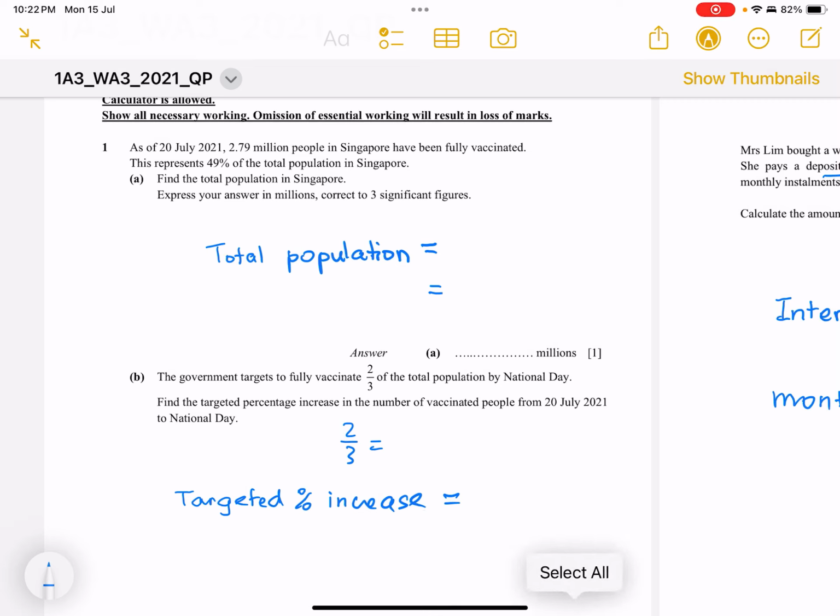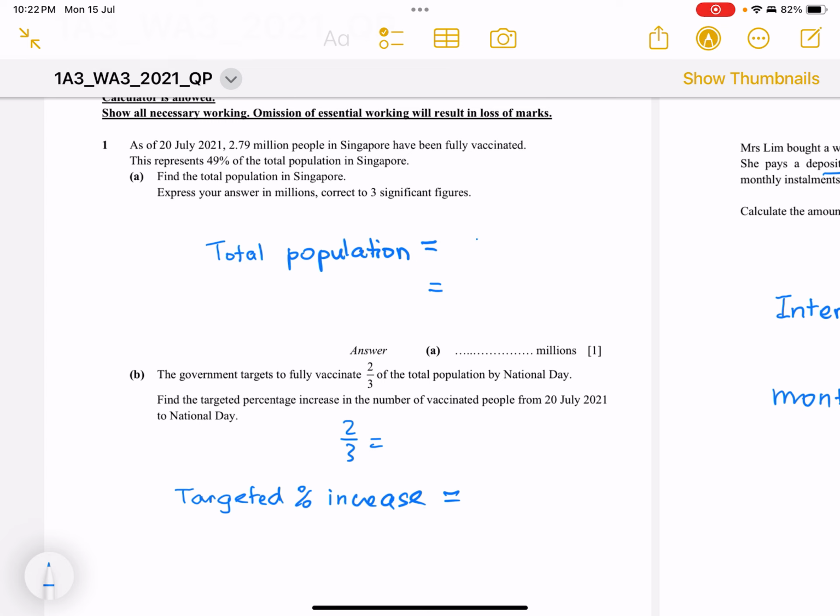2021 Sec 1 WA3. In the first question, we have to find the total population, given that 2.79 million people have been fully vaccinated, and this is 49%. So what we can do is to find the number of people represented by 1%, we take 2.79 divided by 49. This will give us 1%. Then we multiply by 100 to get the total, which is 5.69 million.